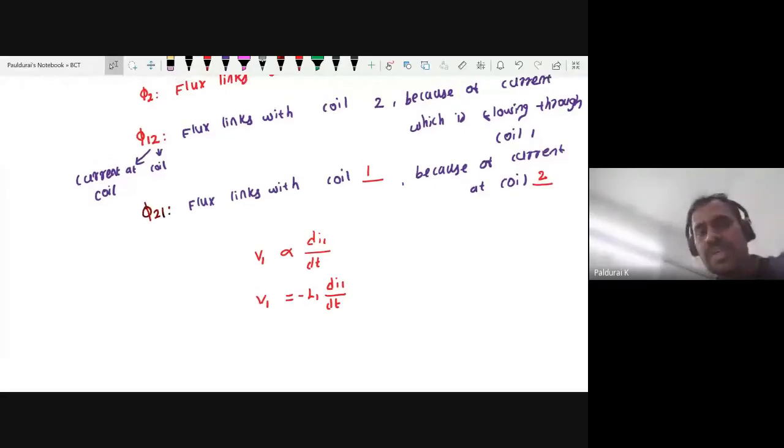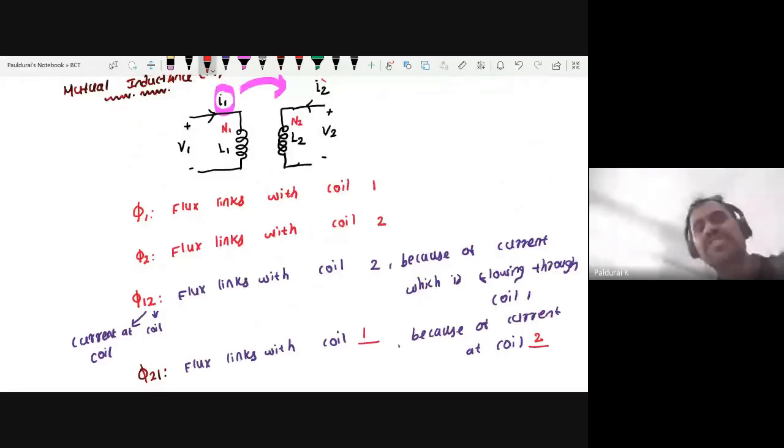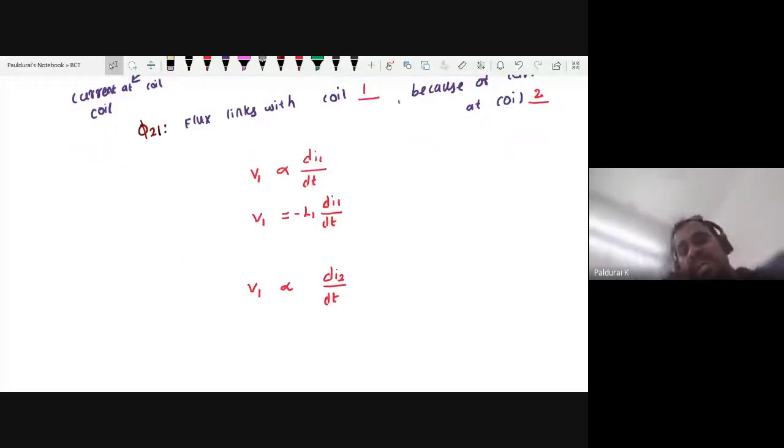Now, because of this I2, you will get some flux that links with coil 1. Because of the change in I2, I will get some voltage generated at coil 1. So this time V1 is directly proportional to the change of current which is flowing through the nearby coil 2. How will you remove the proportionality? You want to introduce some constant. This time the constant is called mutual inductance. So V1 equals minus M into dI2 by dt, as per Lenz's law. Take this as equation number 4. This is self and this is because of mutual.